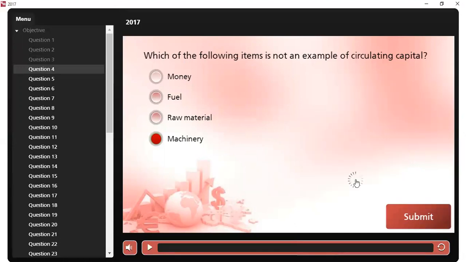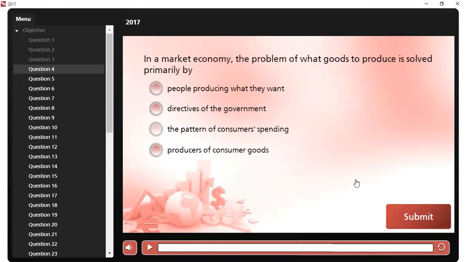Okay, question 4. In a market economy, the problem of what goods to produce is solved primarily by. Let's look at the meaning of market economy. Market economy is a free economy where the prices of goods dictate the quantity produced and consumed. So, the pattern of consumer spending will guide the producers on what to produce. So, the right answer has to be C.